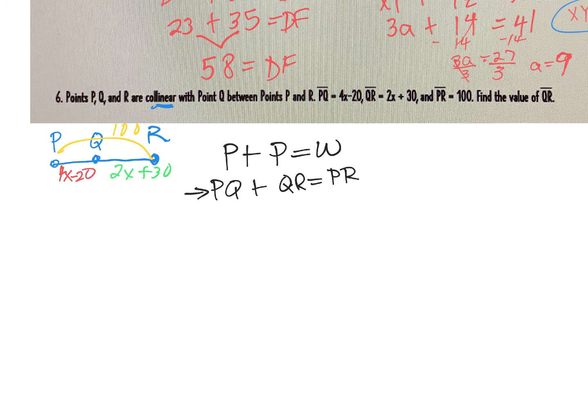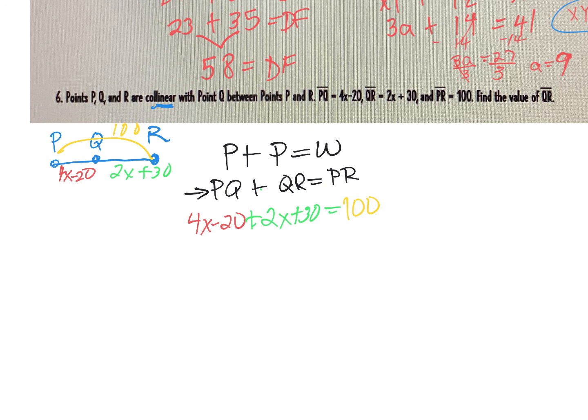No, but we need to make sure that you understand it, because that has been on the different district checkpoints and the SAT. So let's substitute in. The first part is 4x minus 20. The second part, keep your adding, is 2x plus 30. And then the whole thing equals 100. So remember, what's the first thing you do?